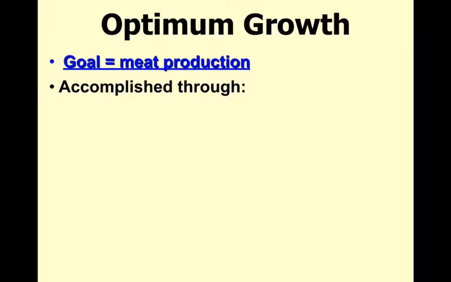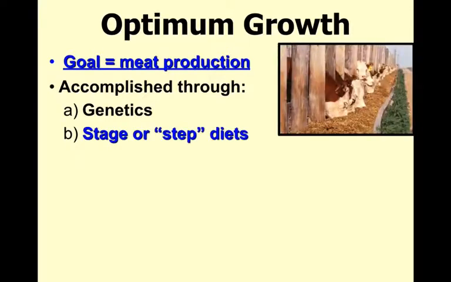And that's accomplished through several different things. One, having good genetics for carcasses. Two, in feedlot settings, particularly on the cattle side and even some of the lamb feedlots, there's going to be stage or step diets that allow a transition for animals from a high forage diet onto a higher concentrate diet.